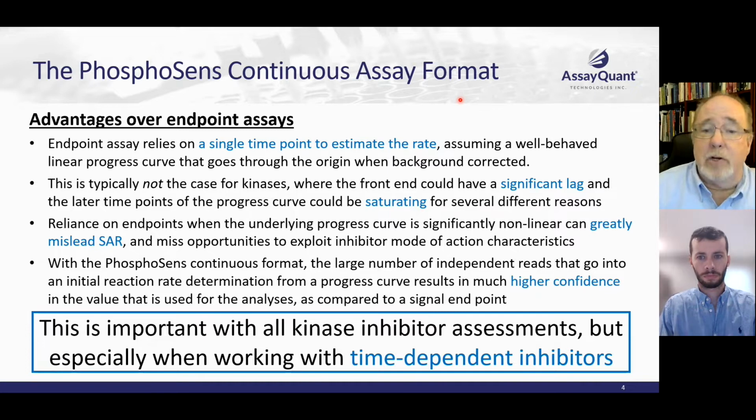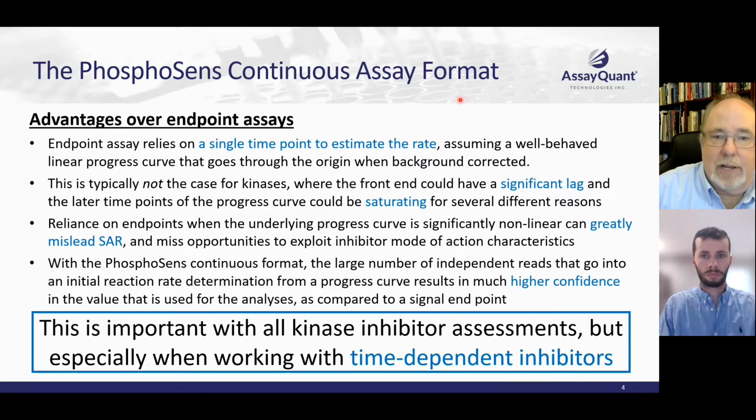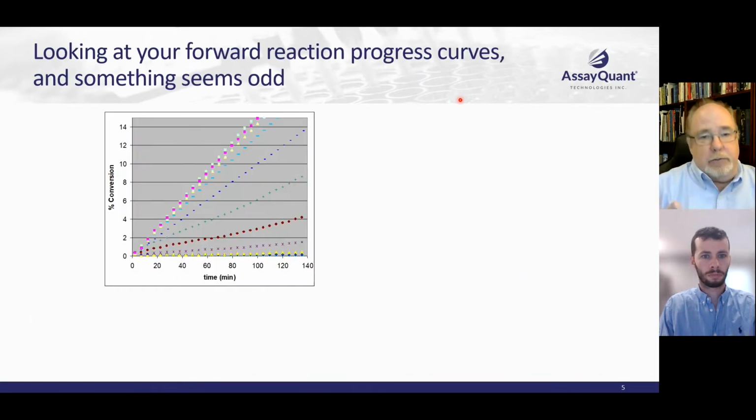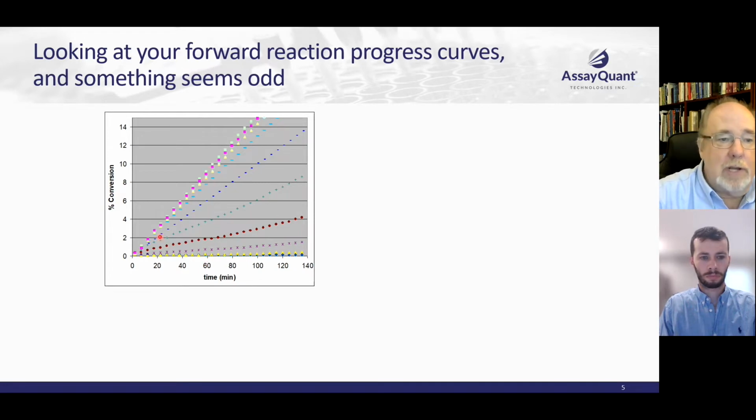So everything that I've just said here is really important for all types of inhibitors, but when you're working with time-dependent inhibitors, that's where it gets especially important. So what do I mean by time-dependent inhibitors? This is what I mean by an endpoint assay. Let's say you're doing a 1-hour endpoint assay and you're just getting the signal here at 1 hour. That's great, and it's a straight line back to the origin for all of these. There, it is perfectly reasonable to assume that that signal is a good estimate of the initial reaction rate and do your dose response curves and anything else that you want to do using that value.